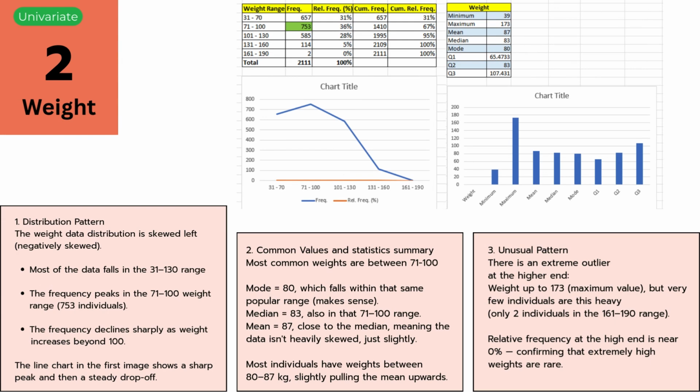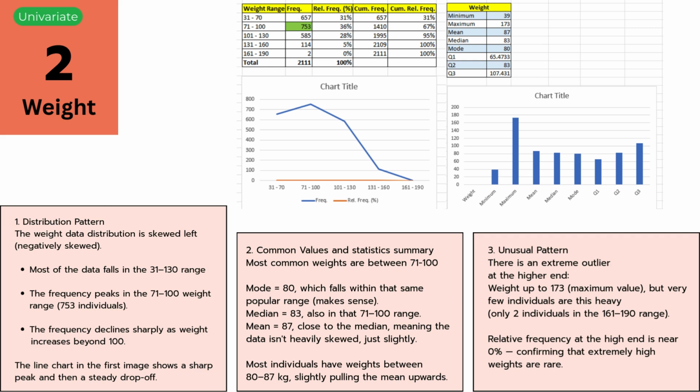The next variable is weight. The distribution pattern is skewed left, negatively skewed. Most of the data falls in the range of 31 to 130. The frequency peaks in the 71 to 100 weight range, with about 753 individuals. The frequency declines sharply as weight increases beyond 100. The line chart in the first image shows a sharp peak and then a steady drop-off.